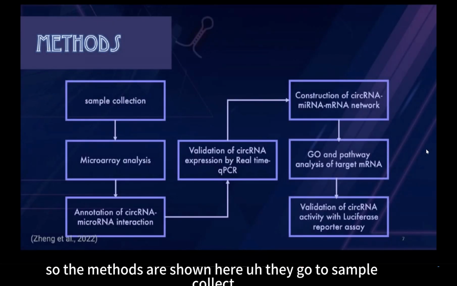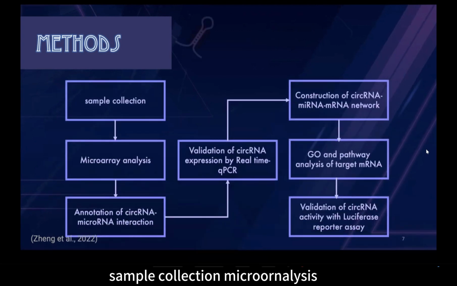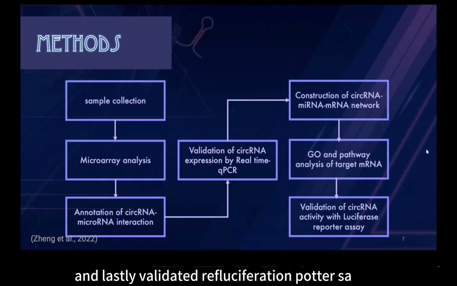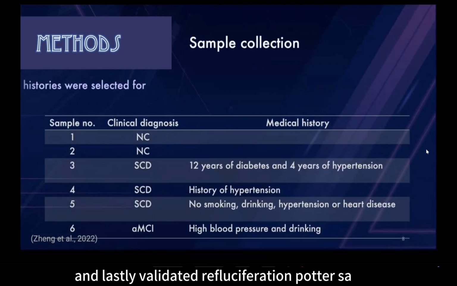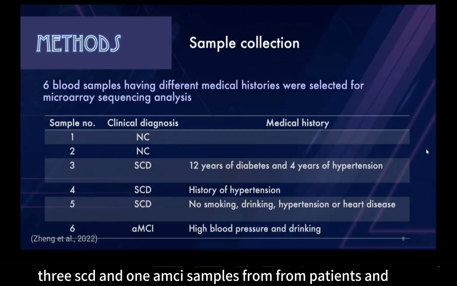So the methods are shown here. They go through sample collection, microarray analysis. They annotate the interaction of circular RNA and microRNA, validate it using real-time qPCR, construct the circular RNA, miRNA, and mRNA network. Then they look at the gene ontology pathway, and lastly, validate it with luciferase reporter assay. The samples include 6 samples from patients, with 2 negative controls, 3 SCD, and 1 AMCI.